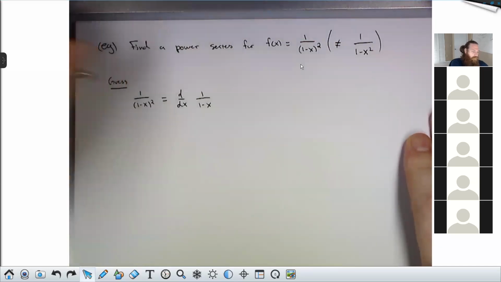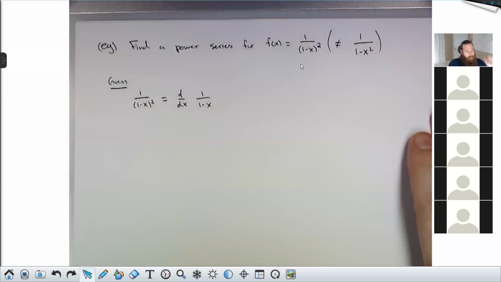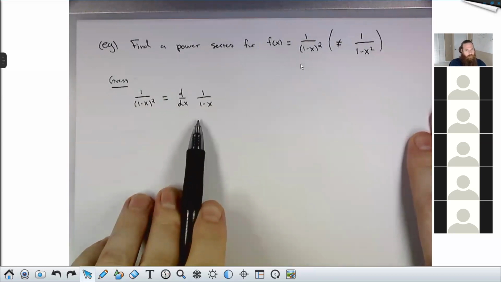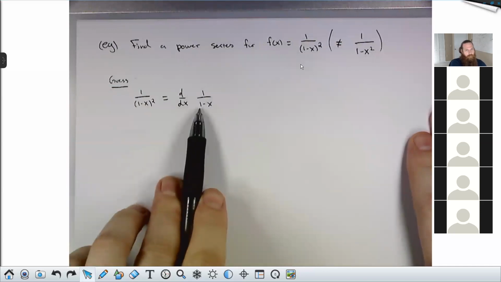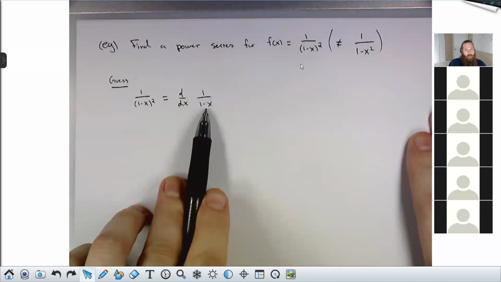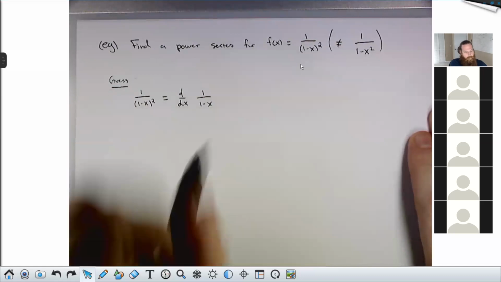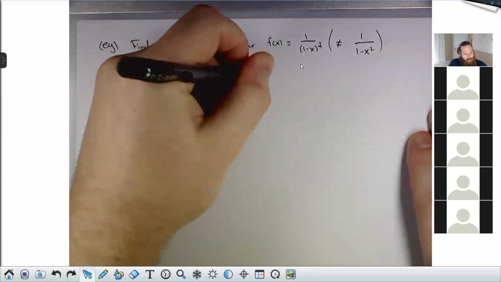So I'm going to use differentiation here because the function I want a series for looks to me like the derivative of something else. Think about the power rule. This is 1 minus x to the negative 1. If you differentiate that, you get 1 minus x to the negative 2, or something very close to it. You should check your guess.